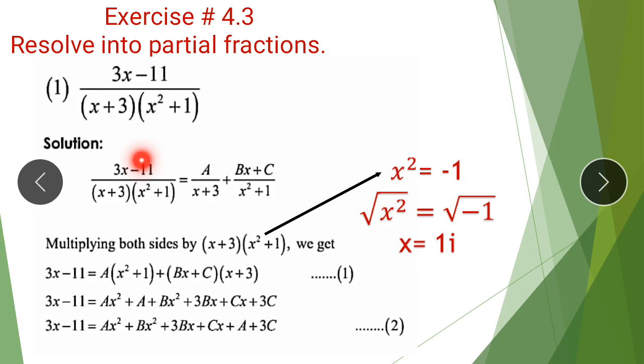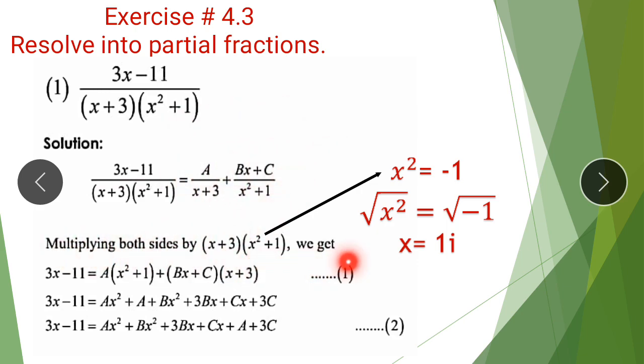Here we can see that x plus 3 is linear, so in the numerator we have just A, and the next factor is quadratic, so in the numerator we are going to write Bx plus C, the linear expression there. Now the same procedure will be applied in order to find these unknown values.